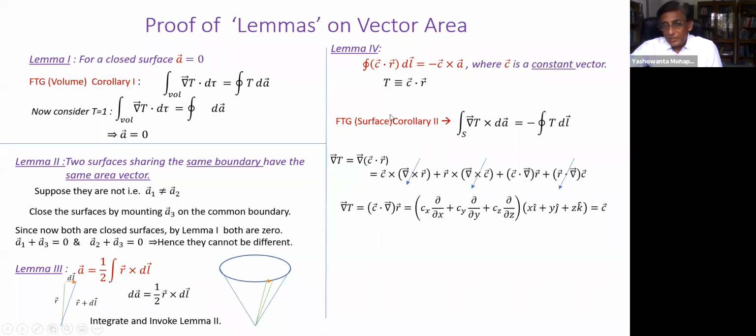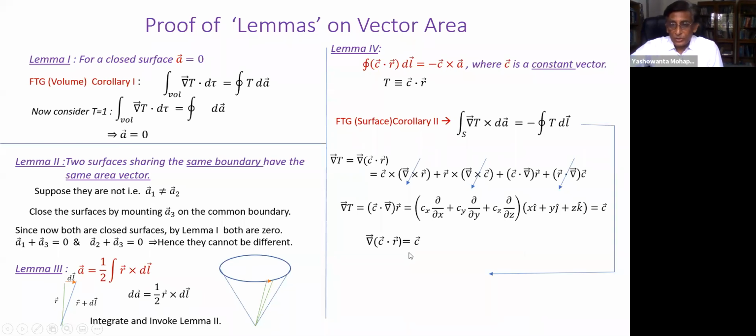And hence, if I define my scalar function to be a constant vector dot R, then what I've just proven is that its gradient is nothing but the constant vector. So this is the vector algebra. I've just shown that the gradient of C dot R, if C is a constant vector, is nothing but the constant vector C.